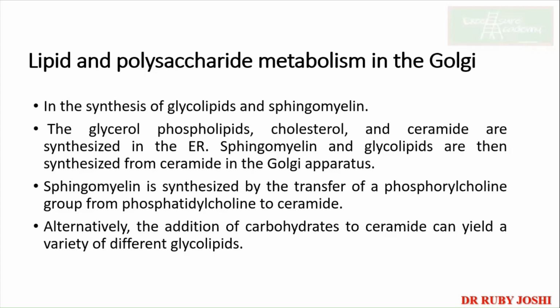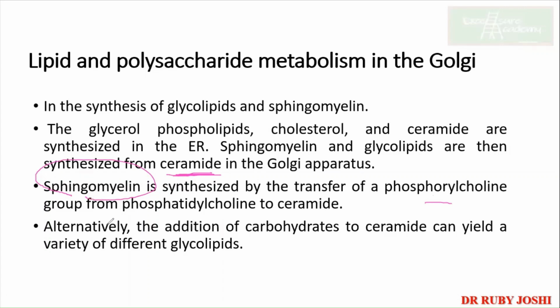Now about the glycolipids and the sphingomyelin. Okay, so the glycerol, phospholipids, cholesterol and ceramide, they all are synthesized in the ER, whereas sphingomyelin and glycolipids are synthesized in the Golgi apparatus. So sphingomyelin is synthesized from the transfer of a phosphocholine group from a phosphatidylcholine to ceramide. तो यहाँ पे क्या होगा? What you have to remember is ceramide. Ceramide, when you add this group, you get a sphingomyelin. ठीक है? So इसका core क्या हुआ? इसका base क्या हुआ? आपका ceramide.